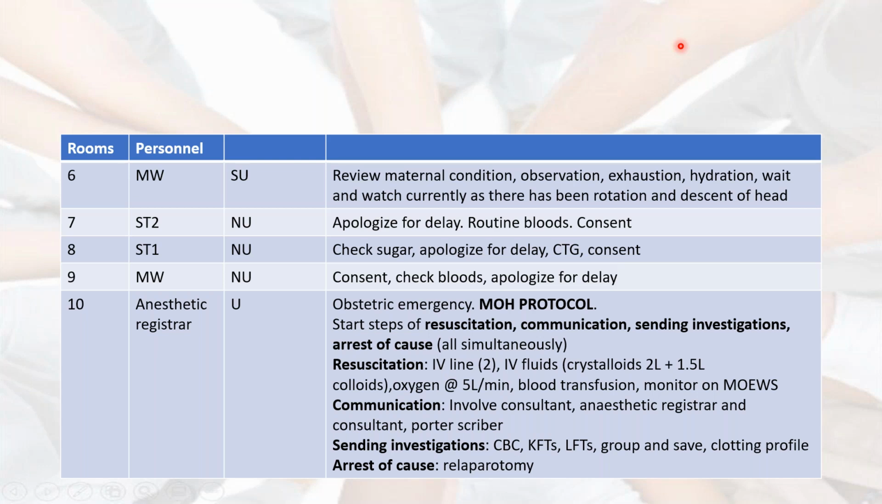Okay, and this is important. Remember, if it's a labor ward prioritization station, there has to be a PPH. Most probably the other room will have a pathological CTG or maybe a sepsis or something like that. But this is very important. So you say start steps of resuscitation, communication, sending investigations, arrest of bleeding, all simultaneously.